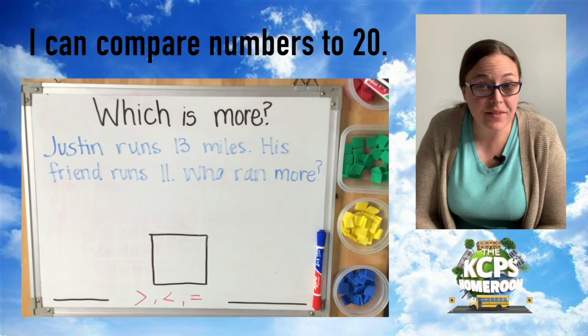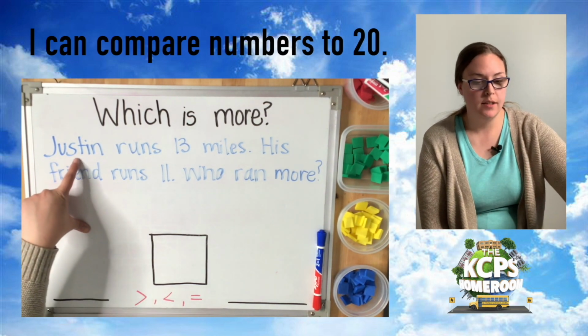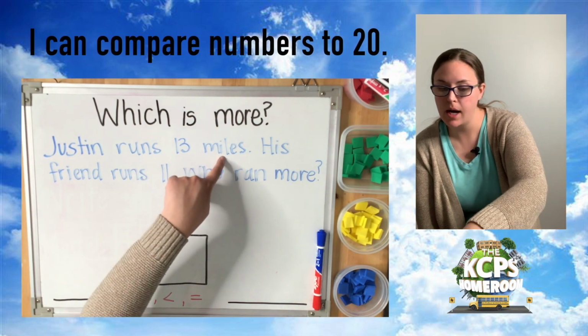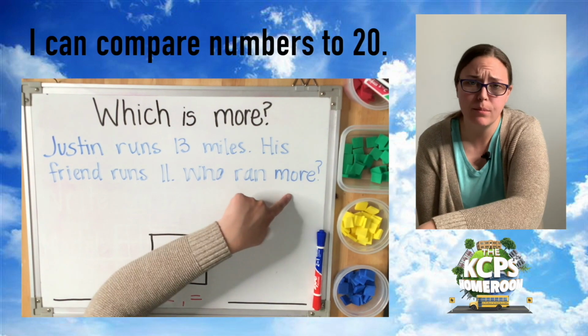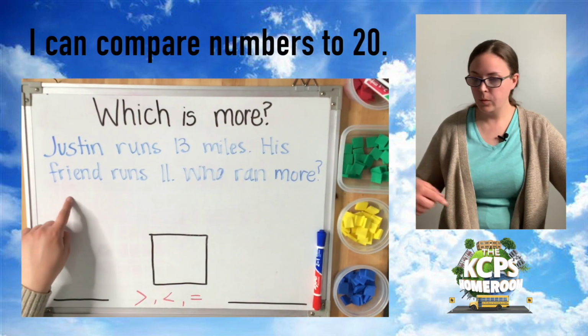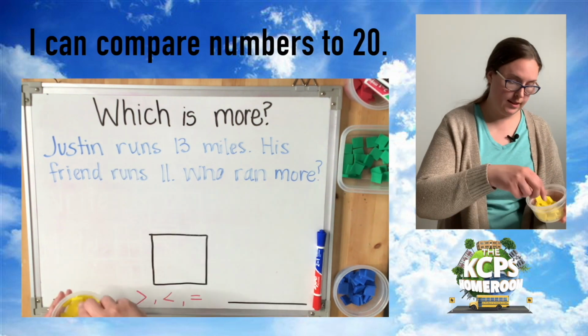And now we're ready for our last problem together, friends. Let's read it. Justin runs 13 miles. His friend runs 11. Who ran more? So we're going to take our yellow counters and count out 13 to model Justin's miles.